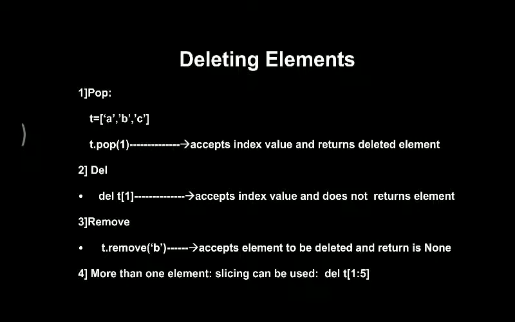Del t of 1 accepts an index value and does not return the element. So the difference between del and pop is that pop will return the deleted element, whereas del will not. Next is remove. t dot remove of b accepts the element to be deleted and returns None. So this is the difference between all three: pop, del, remove. All three will remove the element, but pop will return the deleted element, del will not return the deleted element, and remove returns None.